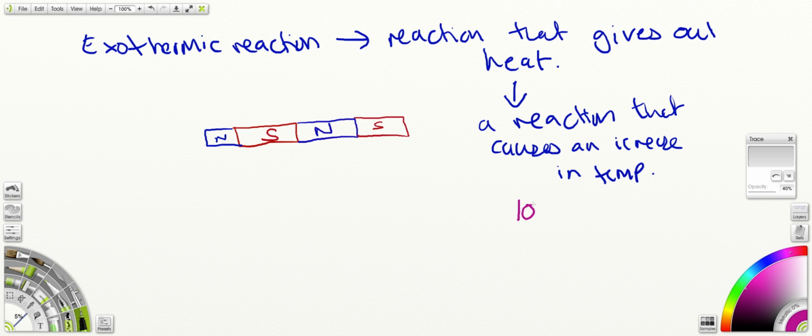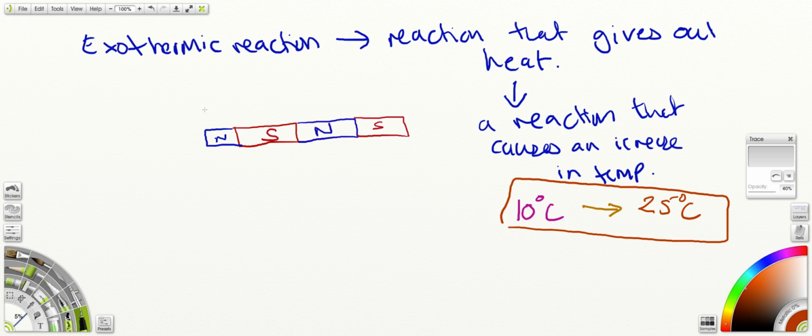Let's say the reaction starts at 10 degrees C, but by the time you're done with the reaction, it ends up being at 25 degrees C. Right, clearly there is an increase in temperature. So if the temperature has increased, this is an exothermic reaction. So you might be asking, well, what are some examples of an exothermic reaction?